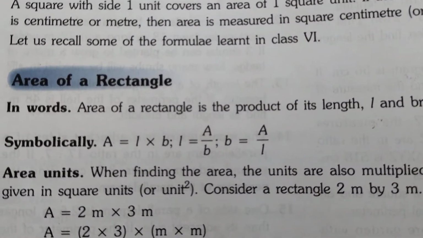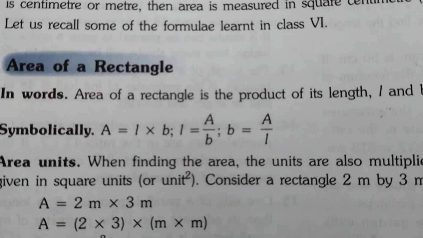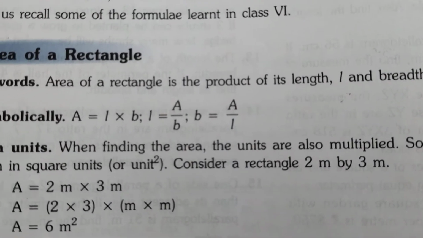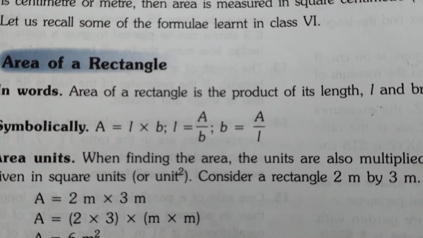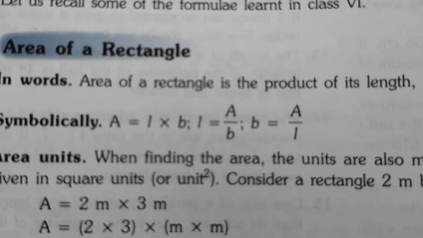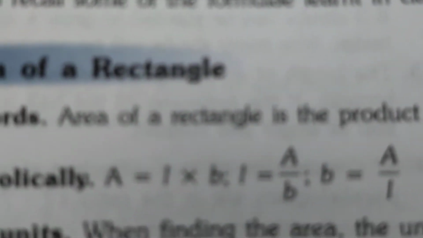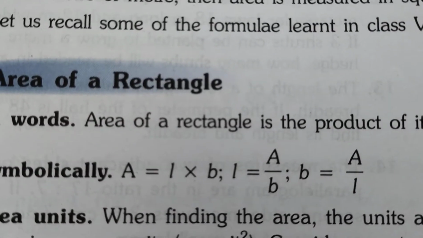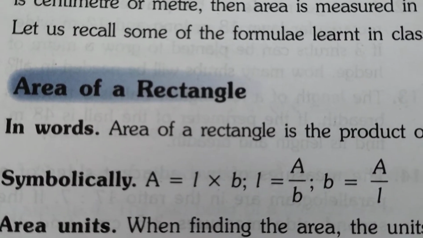So the area of a rectangle is the product of its length L and breadth B. Area of a rectangle is the product of its length and breadth. Symbolically we write it as A is equal to L into B. Area of a rectangle is L into B.